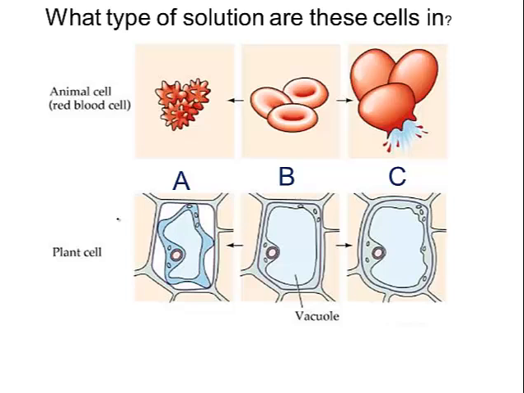Okay, so let's take a look at these cells and let's just see if you can figure out what kind of solutions these cells are in. So here we have an animal cell that is all shrunken down. Here's a plant cell where the cell membrane has pulled away from the cell wall. So that would be a hypertonic solution because the water has left the cell. Here we have some nice healthy looking blood cells. This is a nice healthy looking plant cell. That is an isotonic solution.